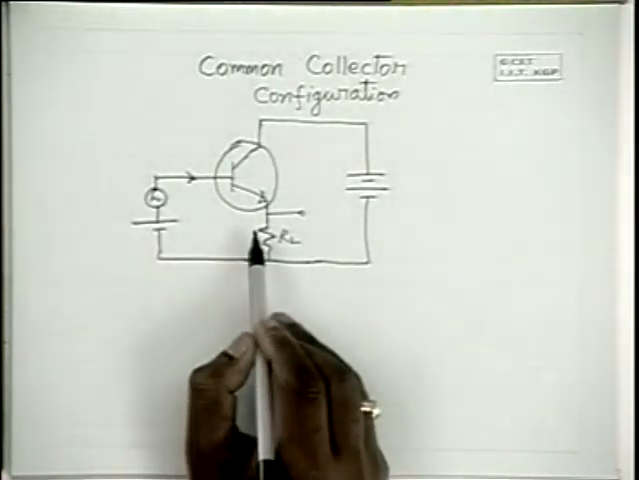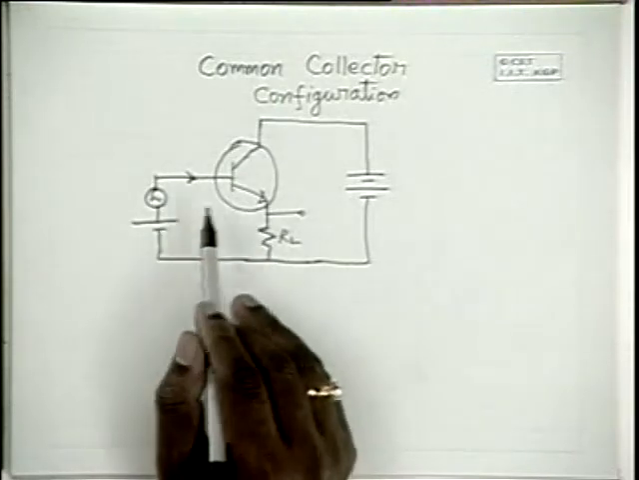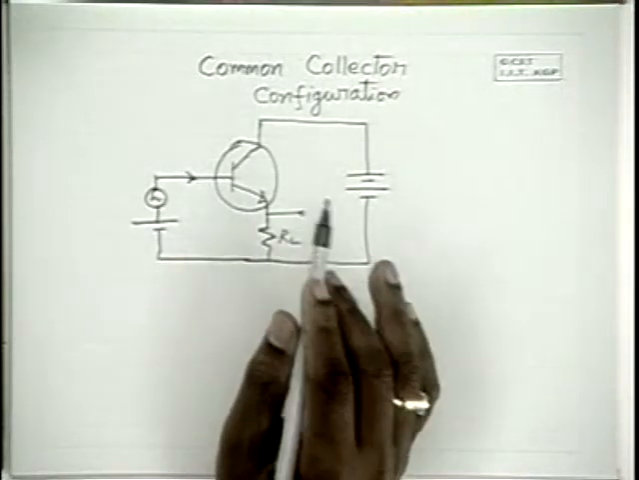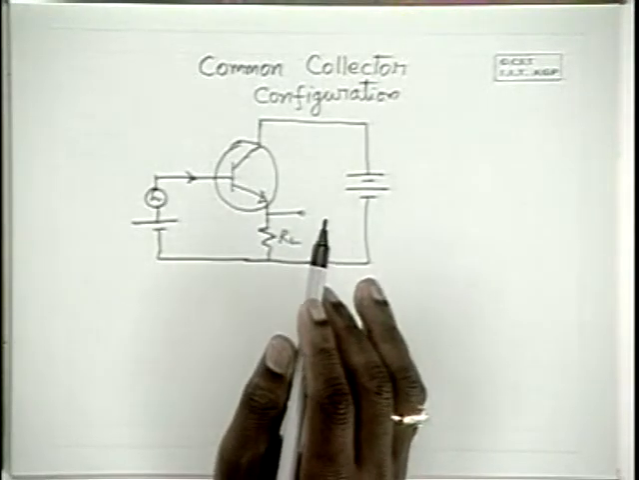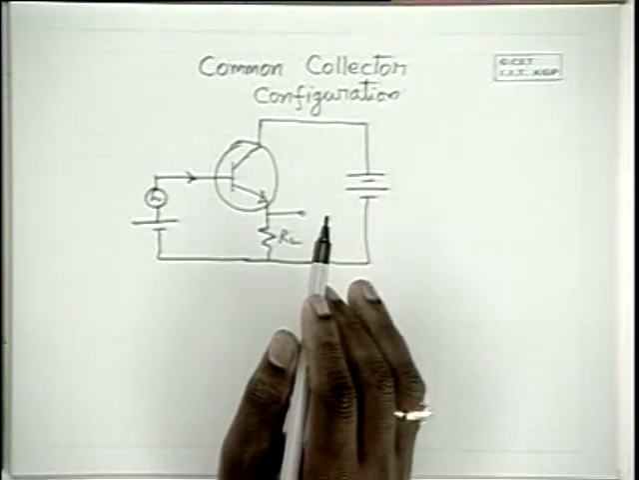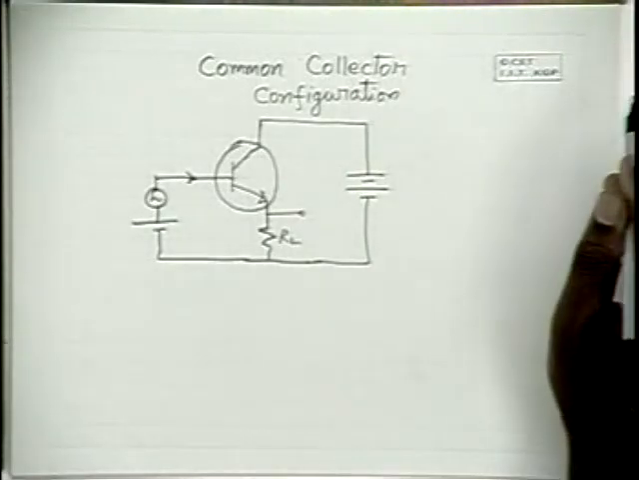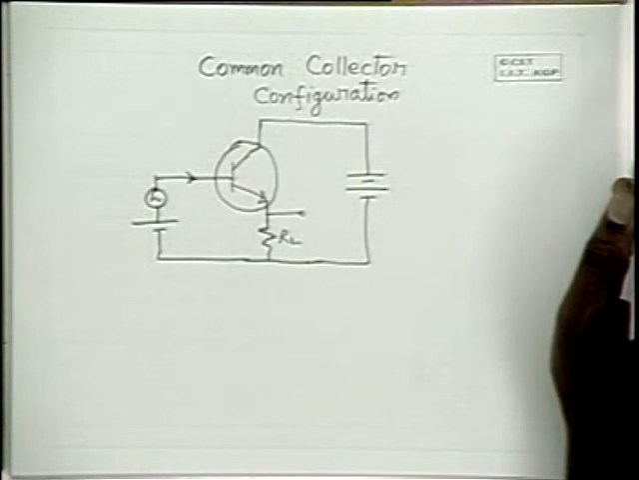Since both these voltage sources are appearing between the base and the emitter, you won't find any voltage amplification. This will be further clear when we discuss the small signal analysis of a transistor. Any questions?